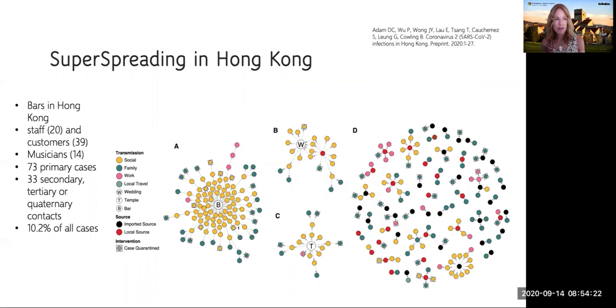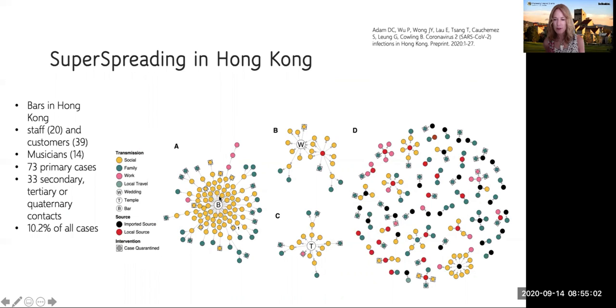I'd like to just talk about three events because I think that they can inform some of our understanding of super spreading in Hong Kong. This case, analyzed by Adams et al., was the largest local cluster with 106 cases, and I'm drawing your attention to B, which is the diagram cluster on the left in this figure, showing the bars cluster. And it was traced back to multiple social exposures among a collection of bars in Hong Kong. The evidence suggests that this bar and band cluster originated among a few staff members and customers, and then it was spread to additional venues by the musicians.